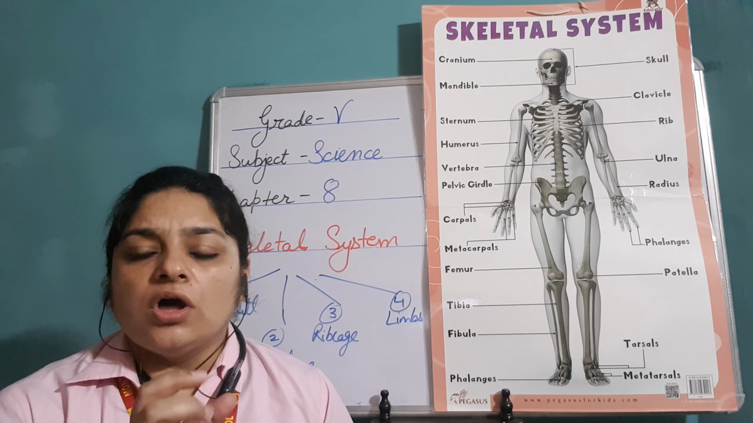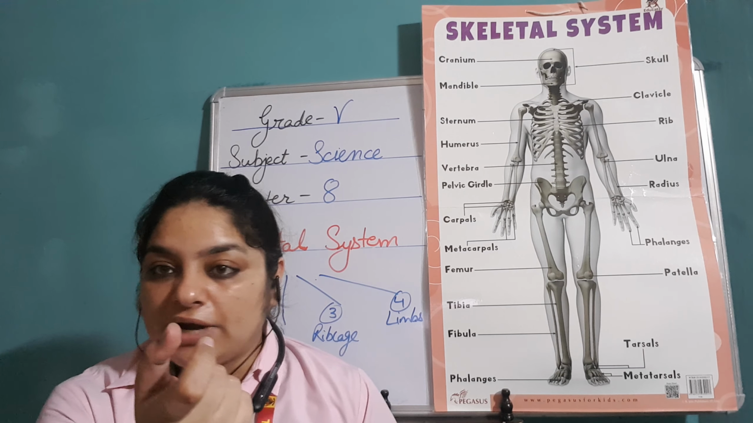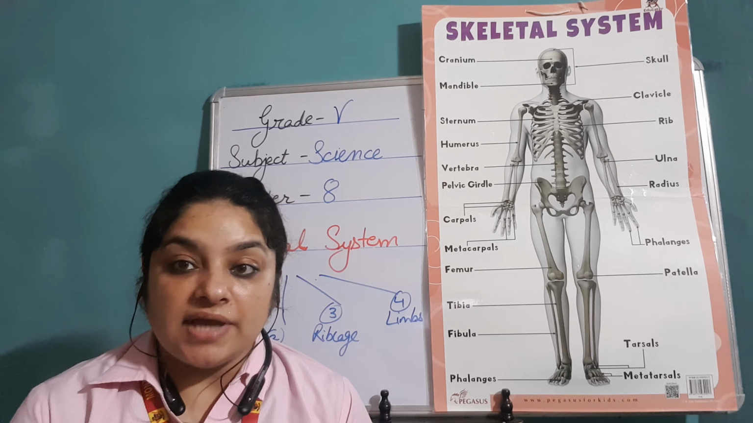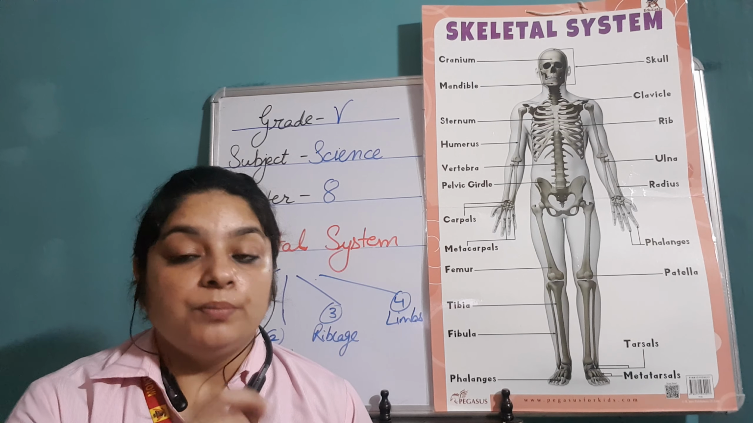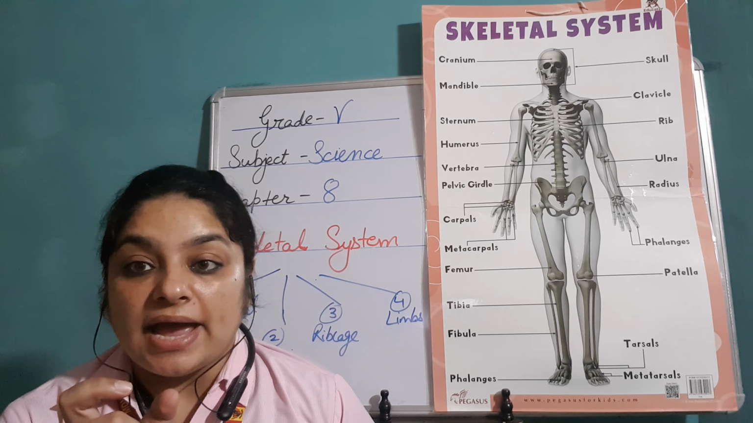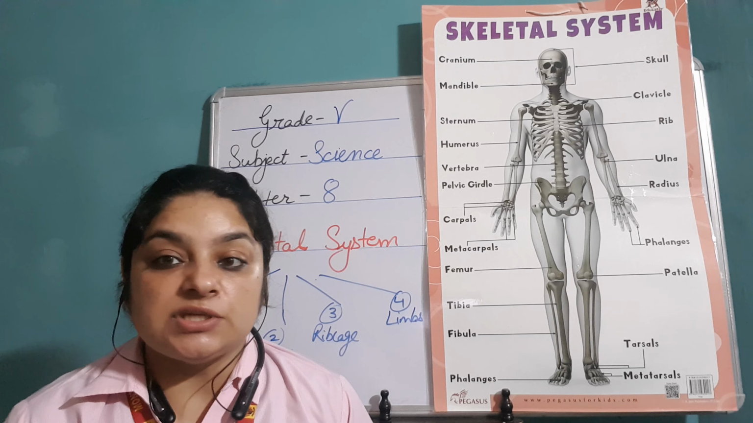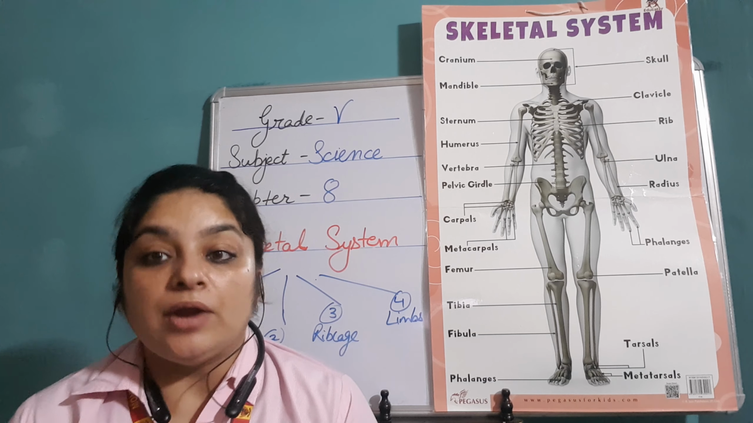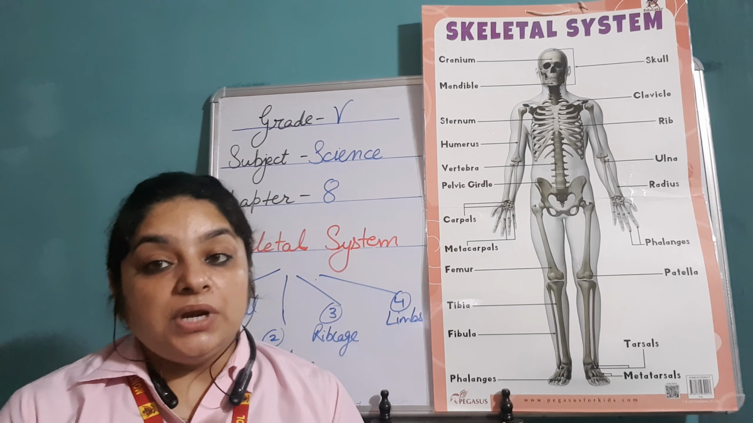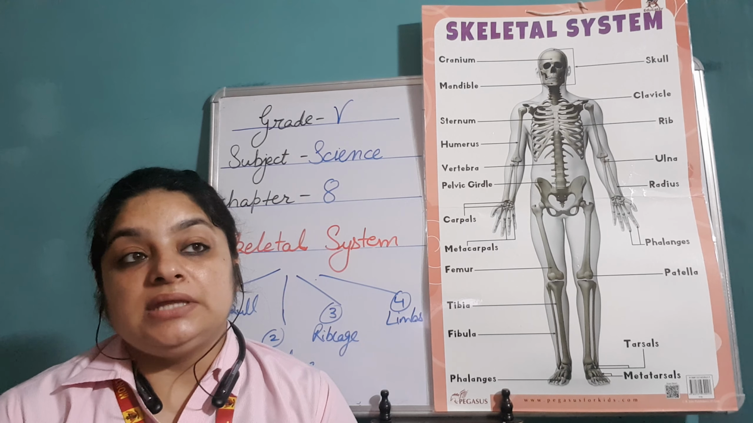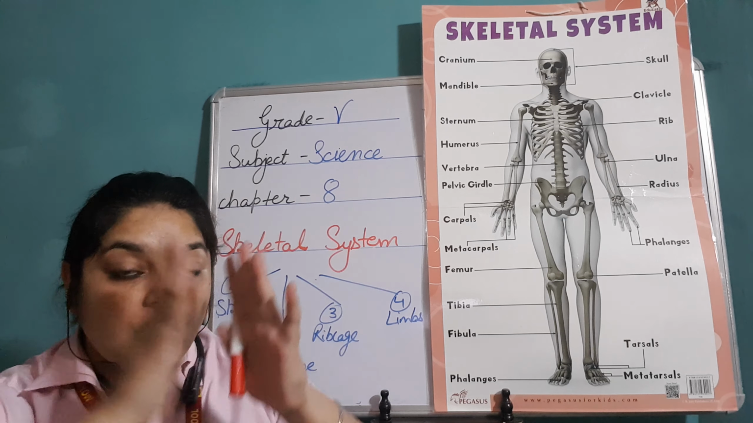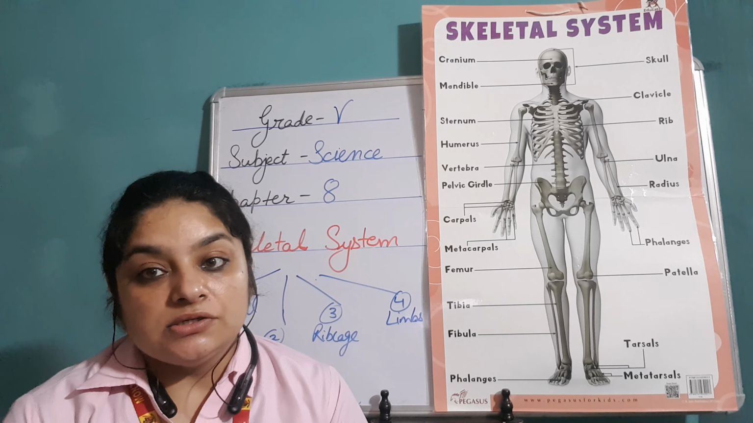Now, not all, but a few bones. You must have seen a pipe, right? A hose pipe, which is empty from inside. In the same way, not all, but a few bones are hollow from inside and they contain a very soft substance which is known as bone marrow, where all the blood cells are produced. So these all were the functions of the skeletal system.